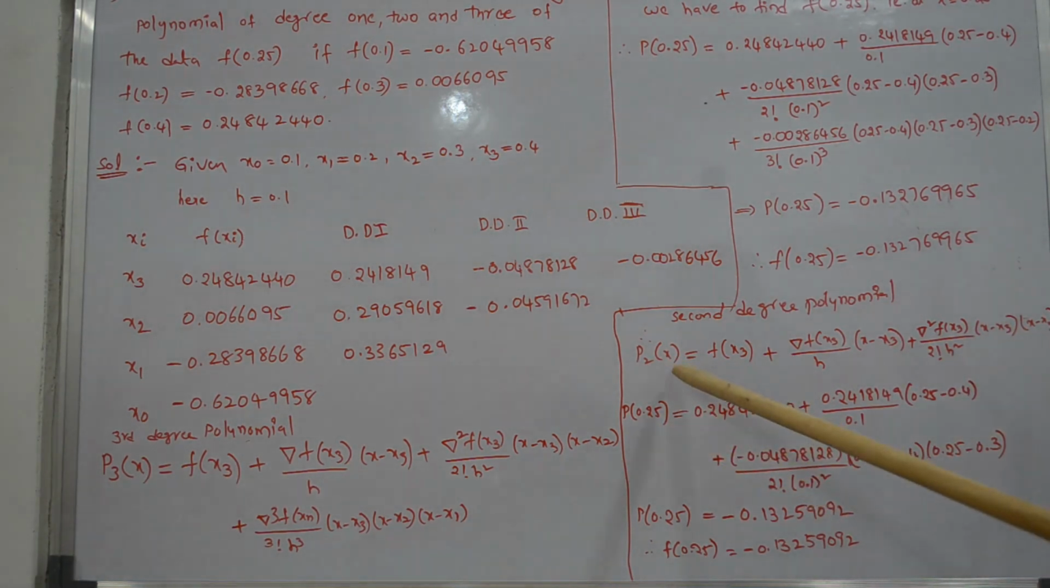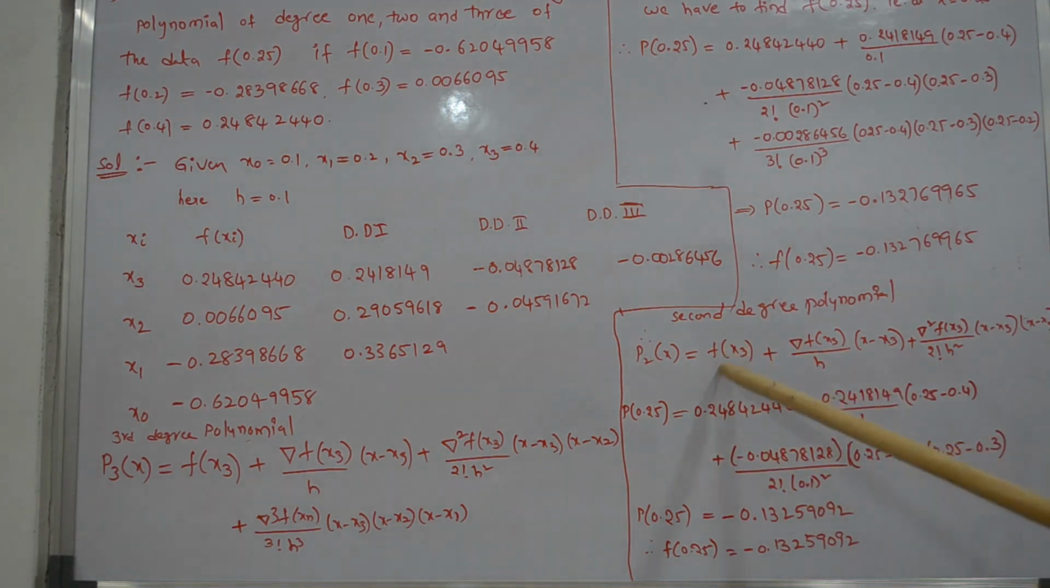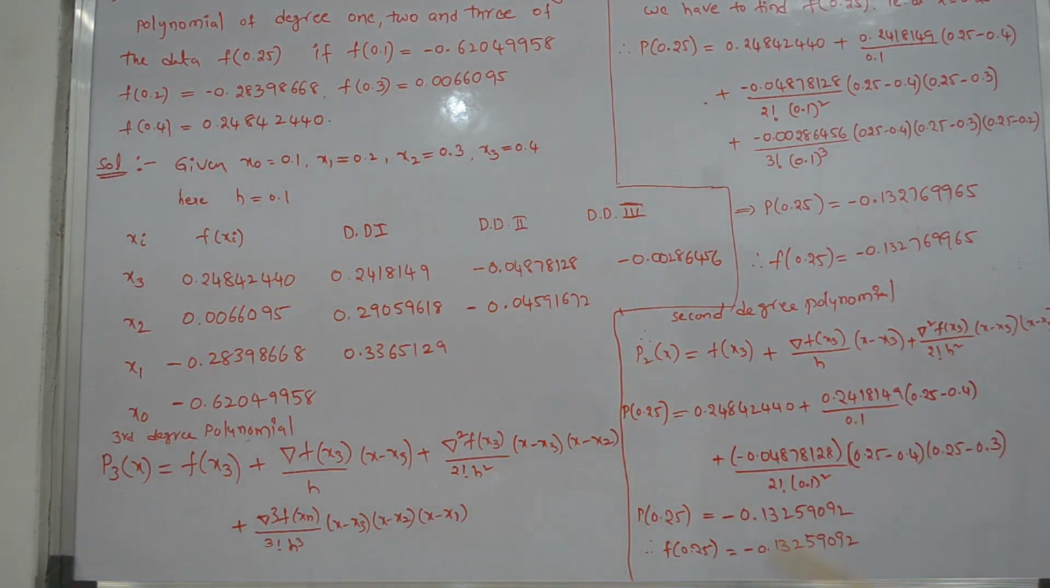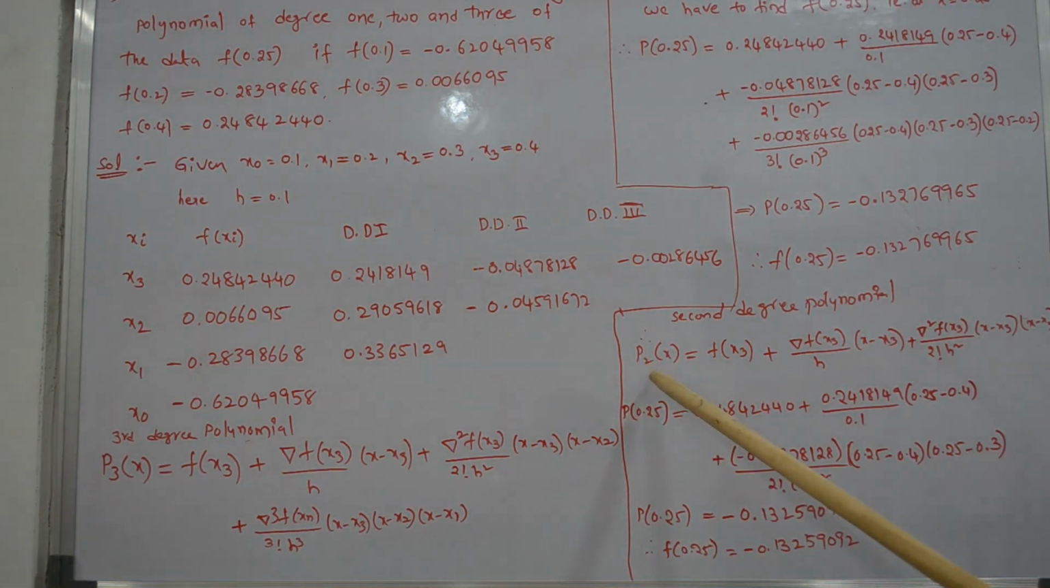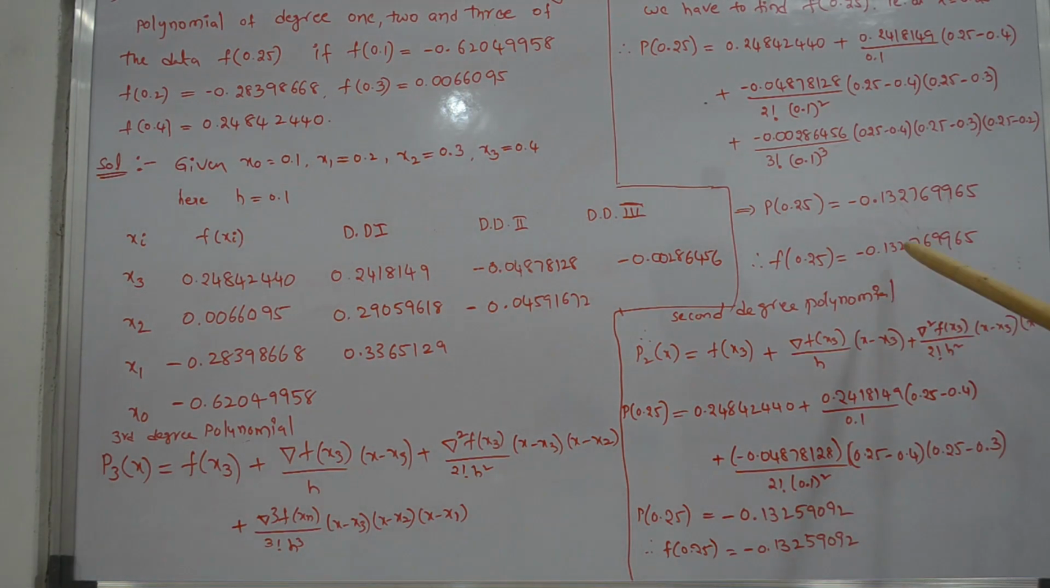సో కాబట్టి x వాల్యూ ఎంత 0.25. సో 0.25 సబ్స్టిట్యూట్ చేసాము. f(x3) వాల్యూ సబ్స్టిట్యూట్ చేసాము. అన్ని వాల్యూ సబ్స్టిట్యూట్ చేస్తే P(0.25) ఎంత అంటే -0.132599052. ఓకే, సో P2 of x is equals to f of x కాబట్టి దీని వాల్యూ ఏమవుతుందంటే -0.132599092. సో కాబట్టి దాదాపుగా సేమ్ వచ్చినాయి. సో 132, సో 3 డిజిట్స్ సేమ్ వచ్చినాయి.